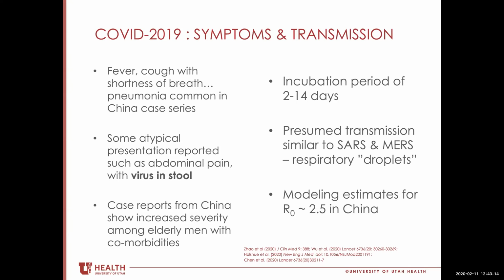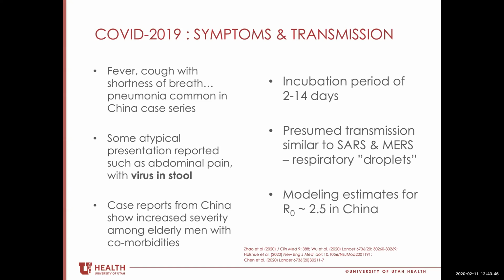The initial case reports from China show increased severity among elderly men with comorbidities, but that may just be a feature of the specific cases that they're reporting. At this point, the CDC is indicating that they believe the incubation period is anywhere from 12 to 14 days, which I think means that they don't really know. And the presumed transmission route is similar to SARS and MERS, which is described as respiratory droplets.